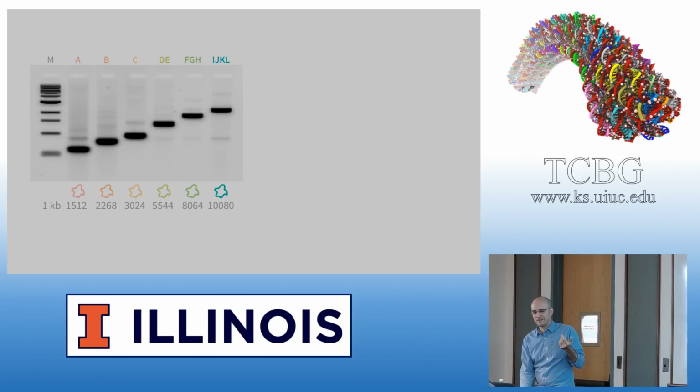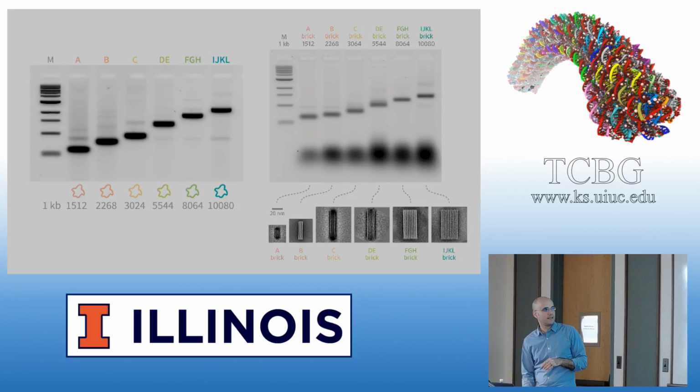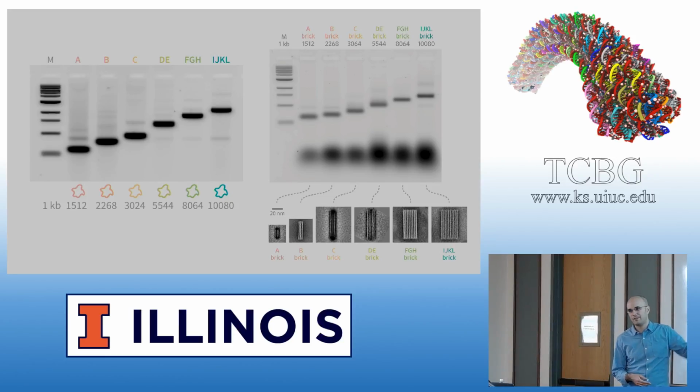Here's the gel of the different scaffolds we made. So we made 1,500 up to 10 kb length scaffolds. And then we folded those into just simple brick-like structures just to show that it works. And so we deposited this system into Addgene. So those of you who do wet lab experiments, you can contact us if you need any help, and you can already order these plasmids. So those are online. You can read the paper if you're interested.